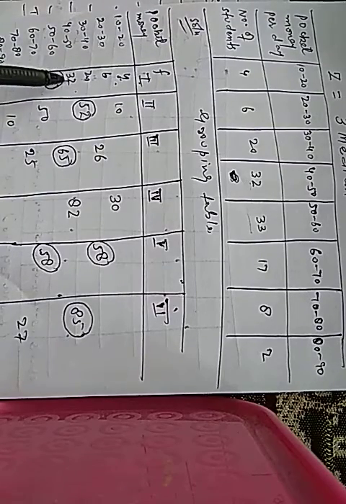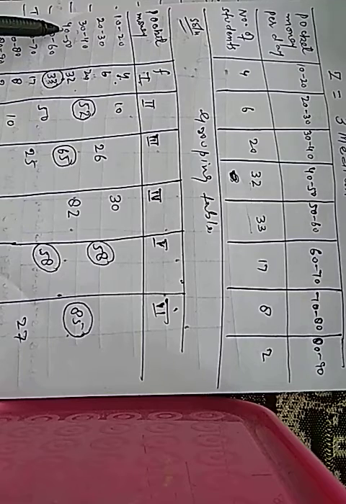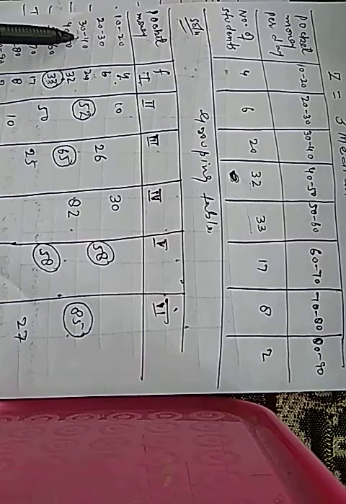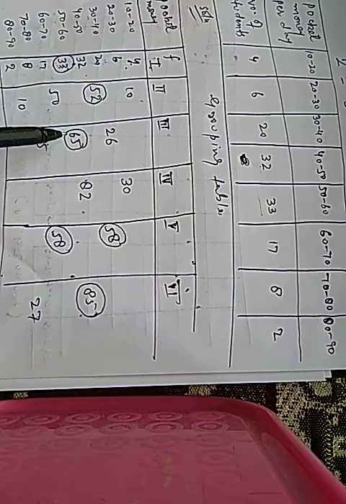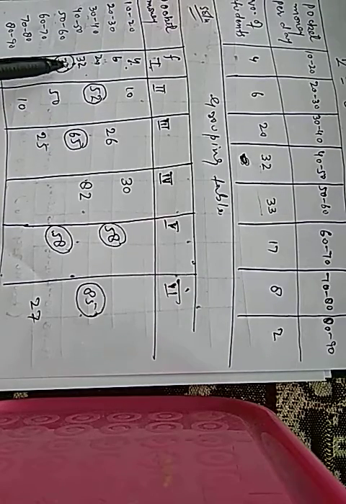20 is the frequency of class interval 30 to 40, and 32 is the frequency of class interval 40 to 50. Therefore, for these two class intervals 30 to 40, 40 to 50, we have to write tick mark in the second column. And in the third column, the highest frequency is 65, which is the addition of 32 and 33, and 32 is the frequency of class interval 40 to 50, and 33 is the frequency of class interval 50 to 60.